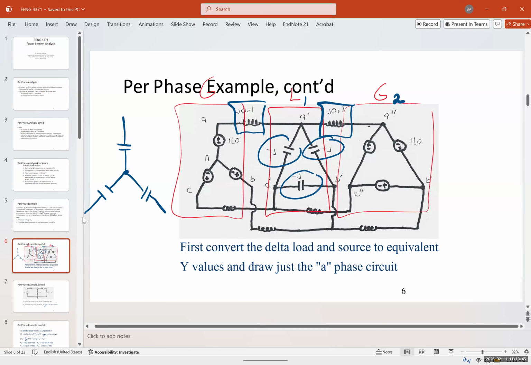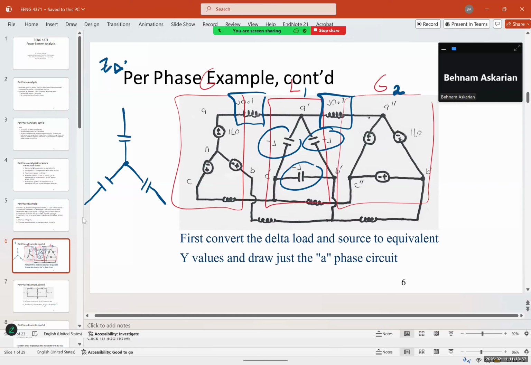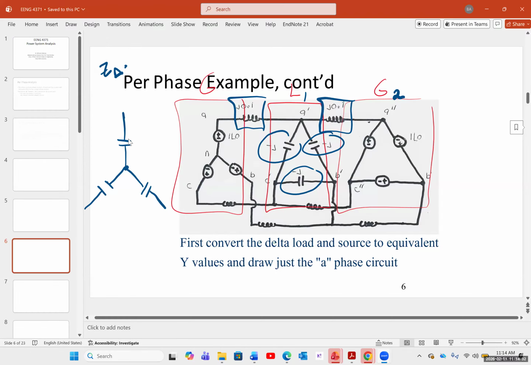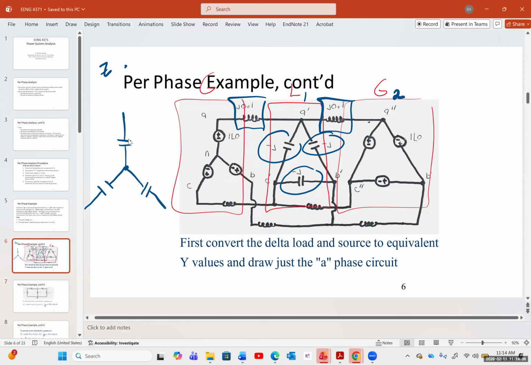Perfect. As you remember from the previous class, Z delta... sorry, I don't know what happened. Just give me a second to see if the screen comes back. There's a problem with this cable. Okay. So we know that ZY is equal to Z delta over 3 for each phase.